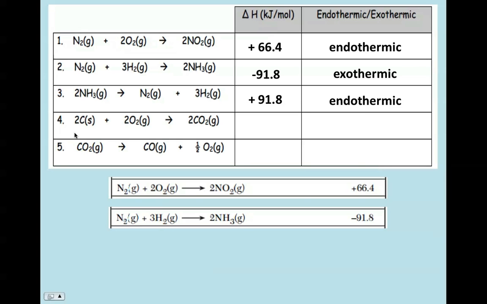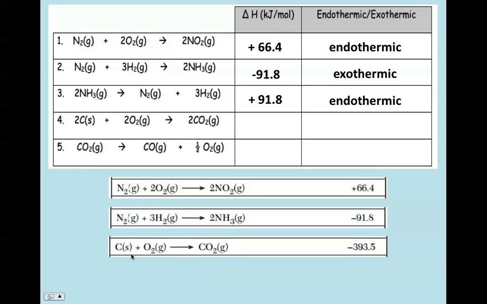Now for number 4, if you look carefully, the one that's closest to number 4 is this equation here. But you can see that I've taken all coefficients of 1s and doubled them to be all coefficients of 2. Since I've multiplied my coefficients by 2 here, that means I have to take my value for delta H and also multiply it by 2 to get an amount of negative 787. And thus, because I have a negative delta H, I have an exothermic reaction.